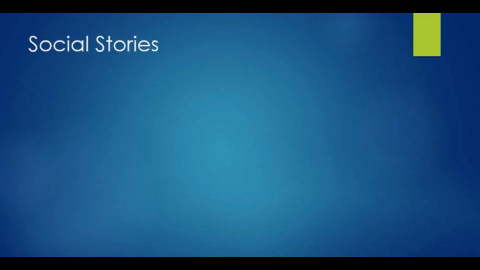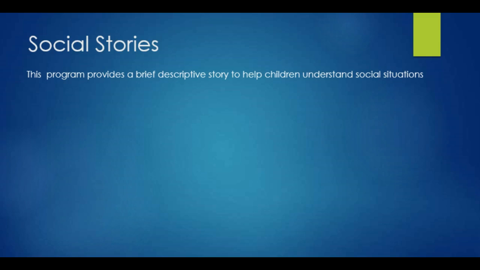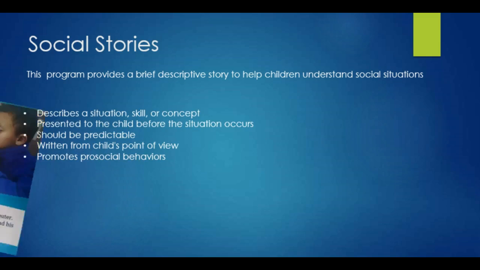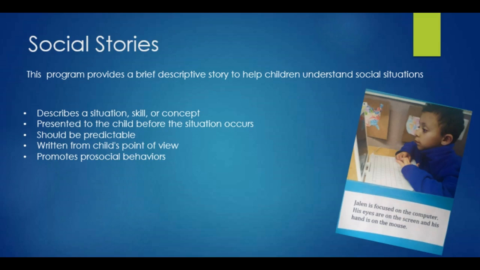The next program discussed in the article is Social Stories. This program provides a brief descriptive story to help children understand social situations. This type of intervention is used on children who lack the knowledge or ability to decipher social situations, or their social skills are not where they need to be at a level to be able to communicate properly or react or handle a situation. This type of program is one that my son has used.